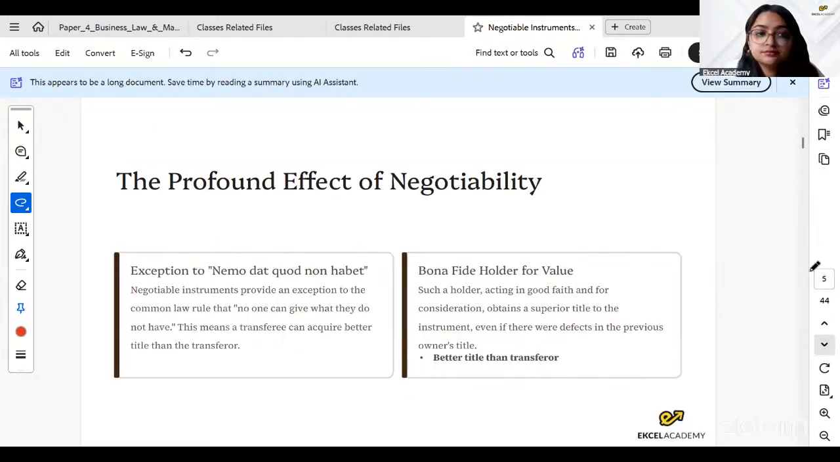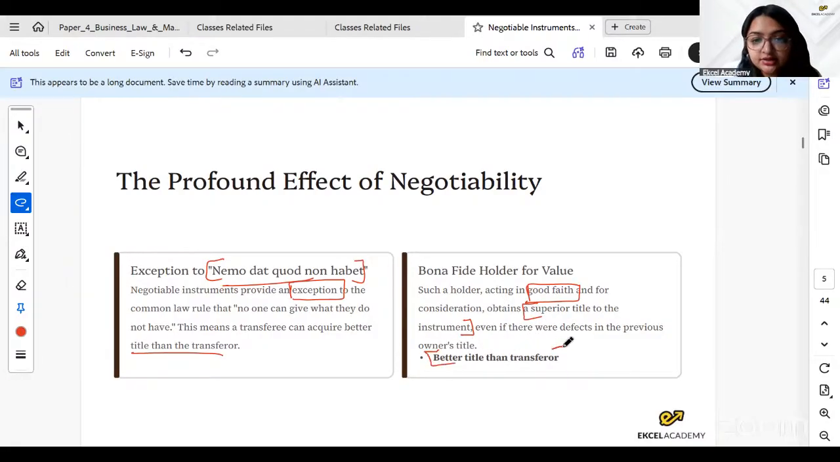Next, the profound effect of negotiability. Nemo dat quod non habet: we just saw that no person can give more title than they already have. But a negotiable instrument is an exception to it, which means a transferee can acquire better title than that of the transferor. Even if the transferor did not have the title and the transferee acted in good faith, the transferee will get good title. Bona fide holder for value: such a holder, acting in good faith and for consideration, obtains a superior title to the instrument even if there was a defect in the previous owner's title.